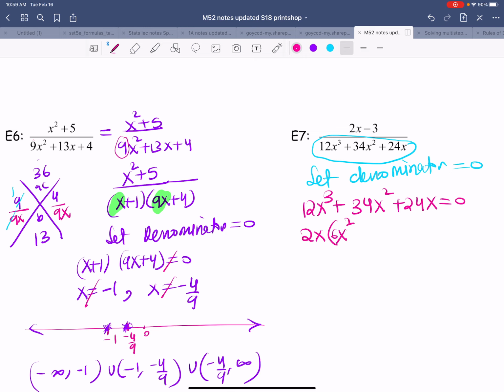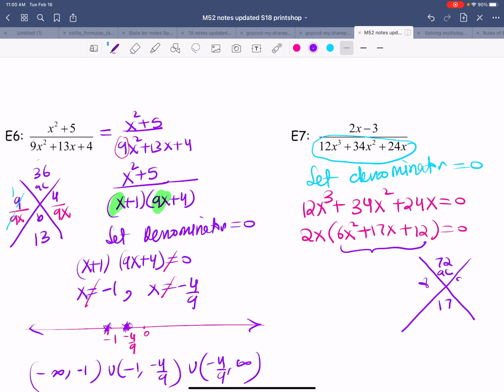2x comes out. 6x squared plus 17x plus 12 equal to 0. Okay, now the inside expression is a quadratic trinomial. I'm going to try to use the x method to factor it. A times c is 12 times 6, which is 72, and 17 goes here. So two numbers that multiply to give me 72 and add up to 17 are 8 and 9. 8 times 9 is 72, and 8 plus 9 is 17.